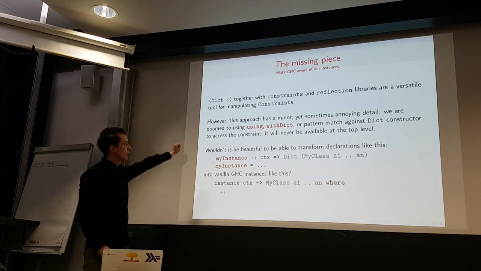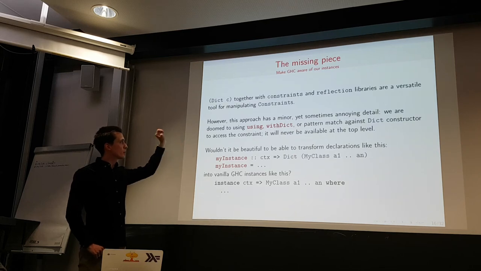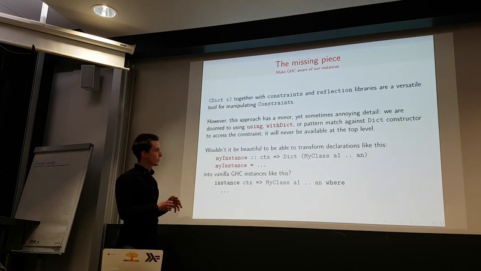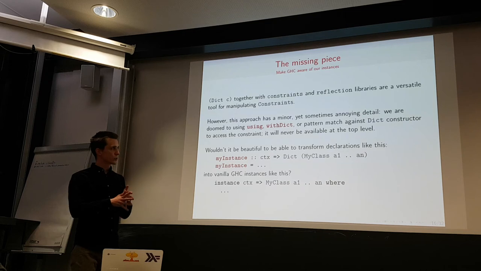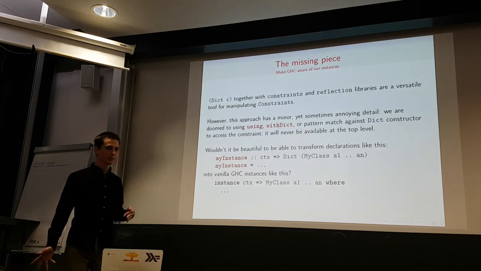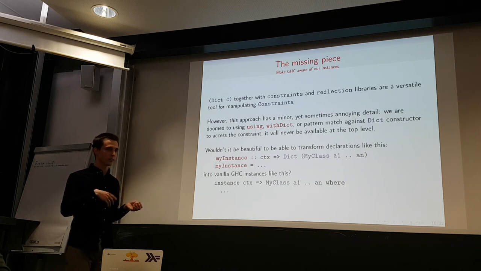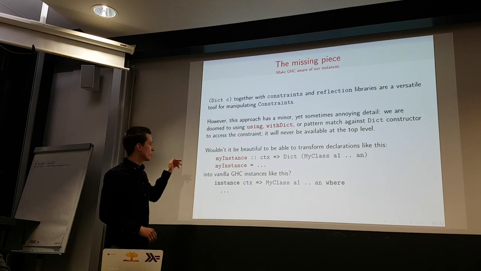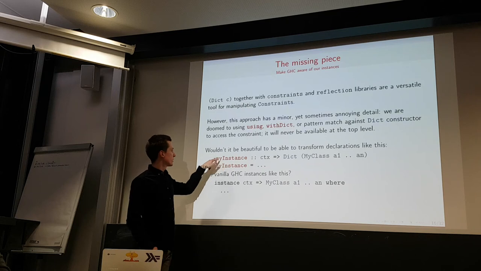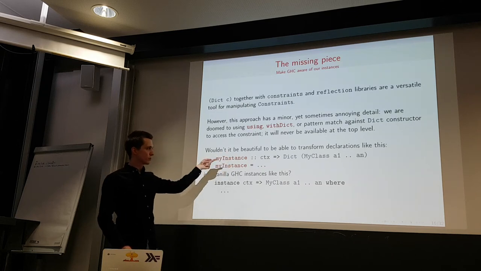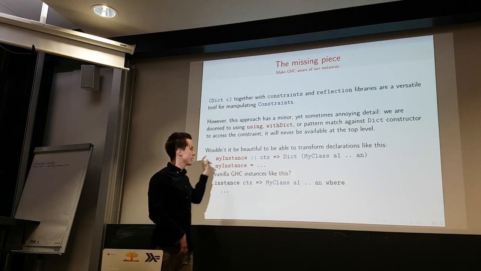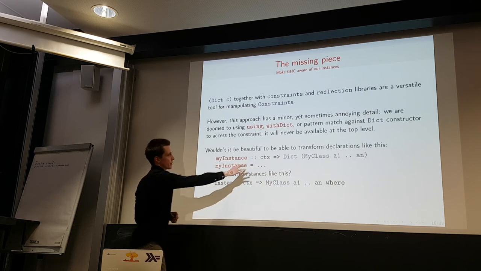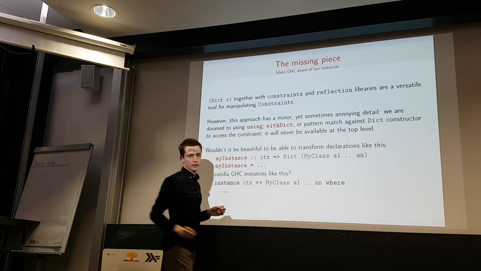So we can do lots of interesting stuff with constraints and reflection libraries. What we still cannot do is transform those dictionaries back to classes with vanilla instances which are visible to GHC. So I imagine something like this: you define just a regular value with type dict, and then we can write some plugin which would transform this into a proper instance with the usual constraints and type arguments.